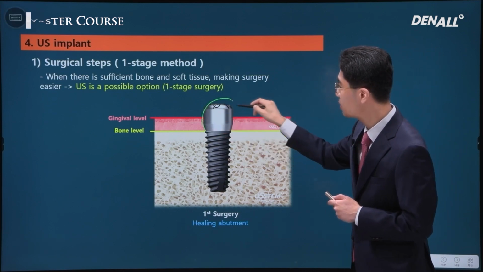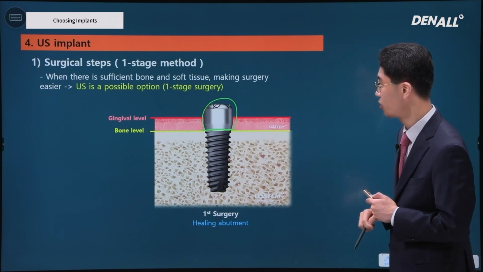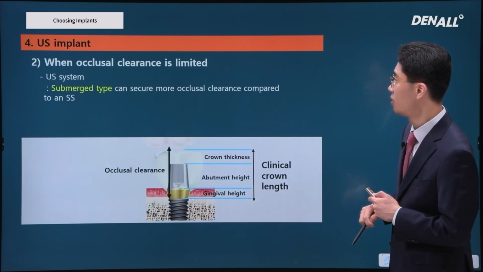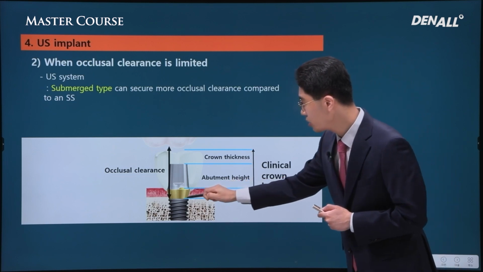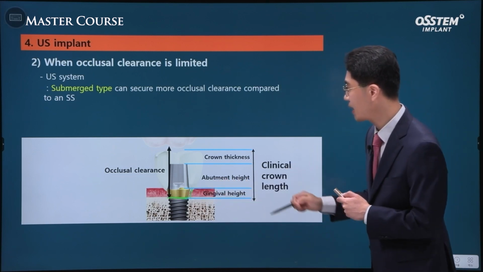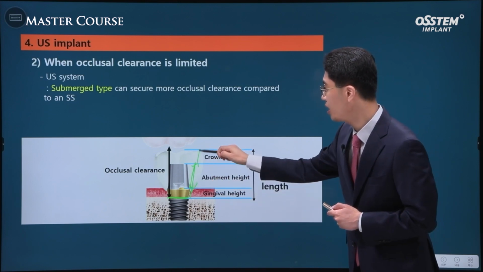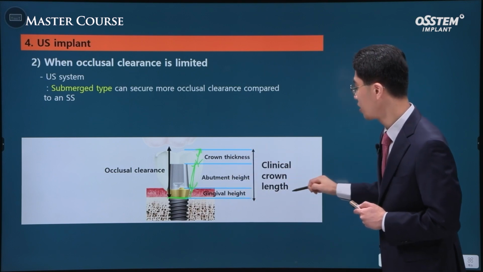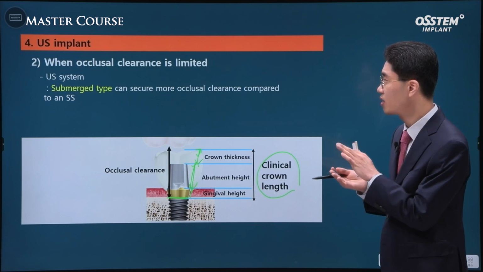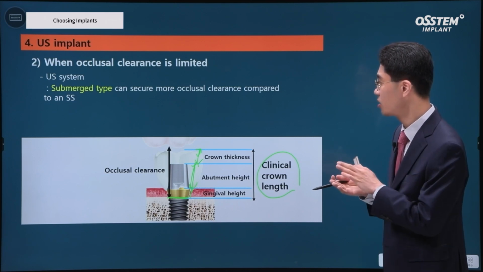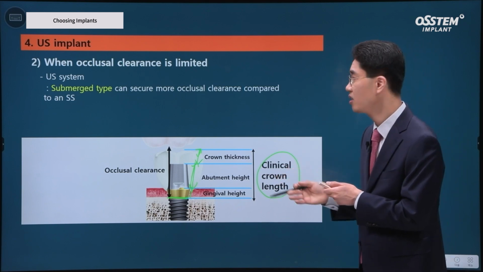Once the US implant is placed, you can connect the healing abutment and do one-stage surgery like this. Even when using a US implant, you need to consider the clinical crown length. You need to think of gingival height, abutment height, and crown thickness. Clinical crown length needs to be calculated thoroughly to determine implant placement depth. And also, you need to consider that to choose the right implant.